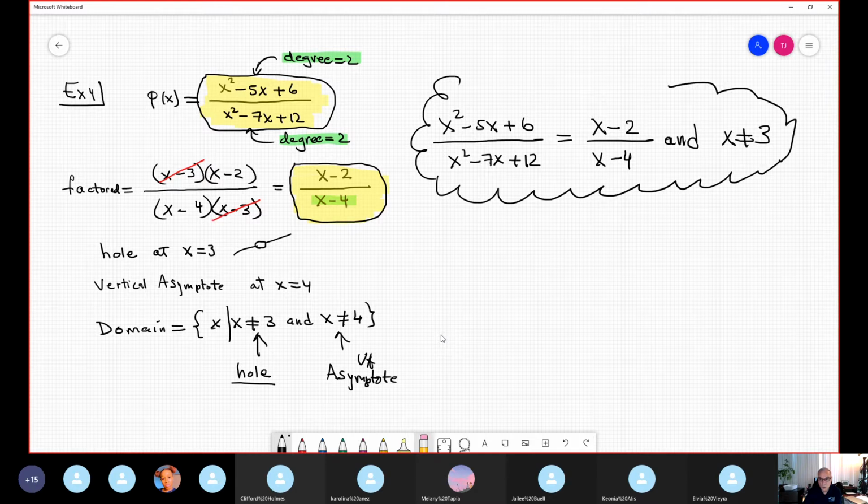In conclusion, not always, but sometimes. You express the function in factored form, and in the factored form, maybe yes, maybe no, some factors are deleted. And you get the new one, reduced to lowest terms. And is this 100% equivalent to the original? No, because I eliminated the hole. And what stays is only the zero of the denominator.